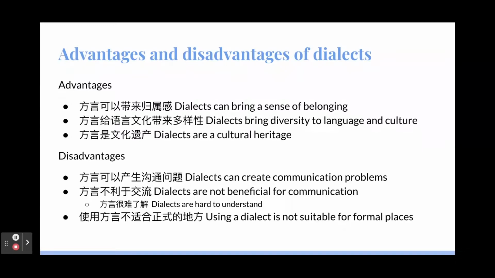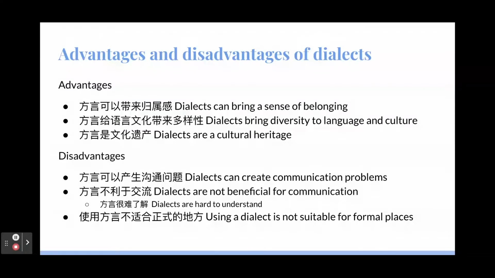So the first point is that dialects can bring a sense of belonging, which in Chinese you would say 方言可以带来归属感. And you could use this point when you're writing essays, and you could give examples like when you're traveling to a different country, when you meet people that use the same dialect, you will feel a sense of belonging, and you would feel closer to that person rather than a stranger you met in a different country that doesn't speak your language. So you could support this point with those examples.